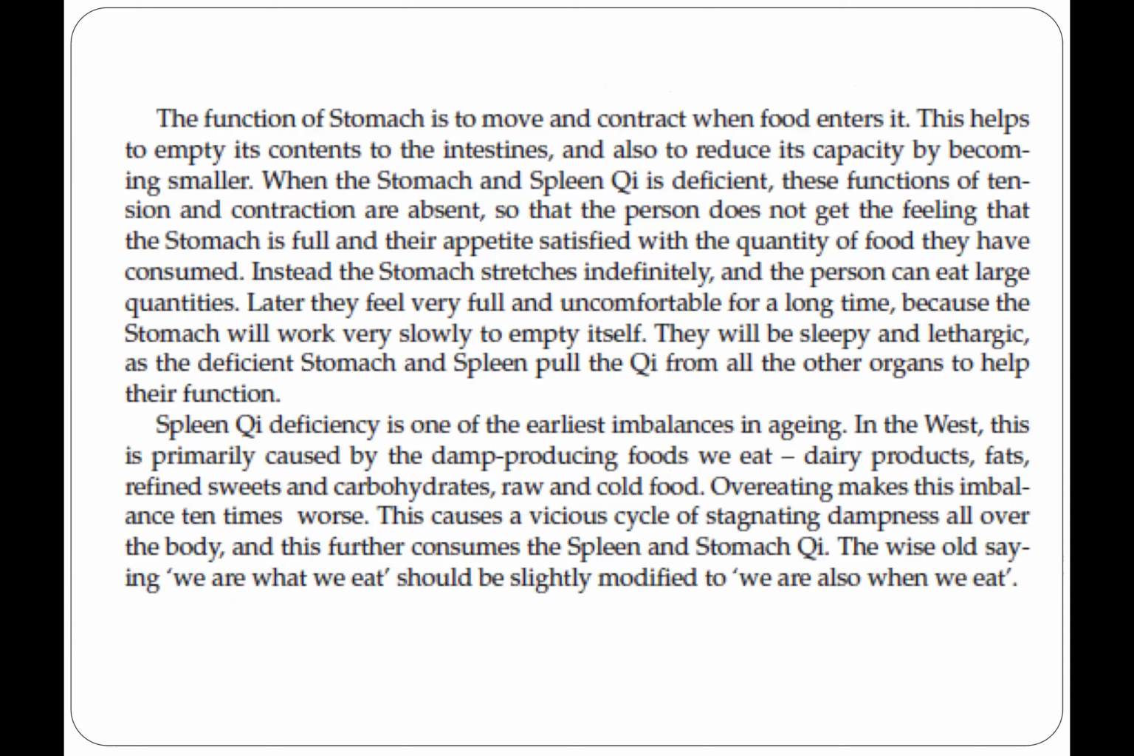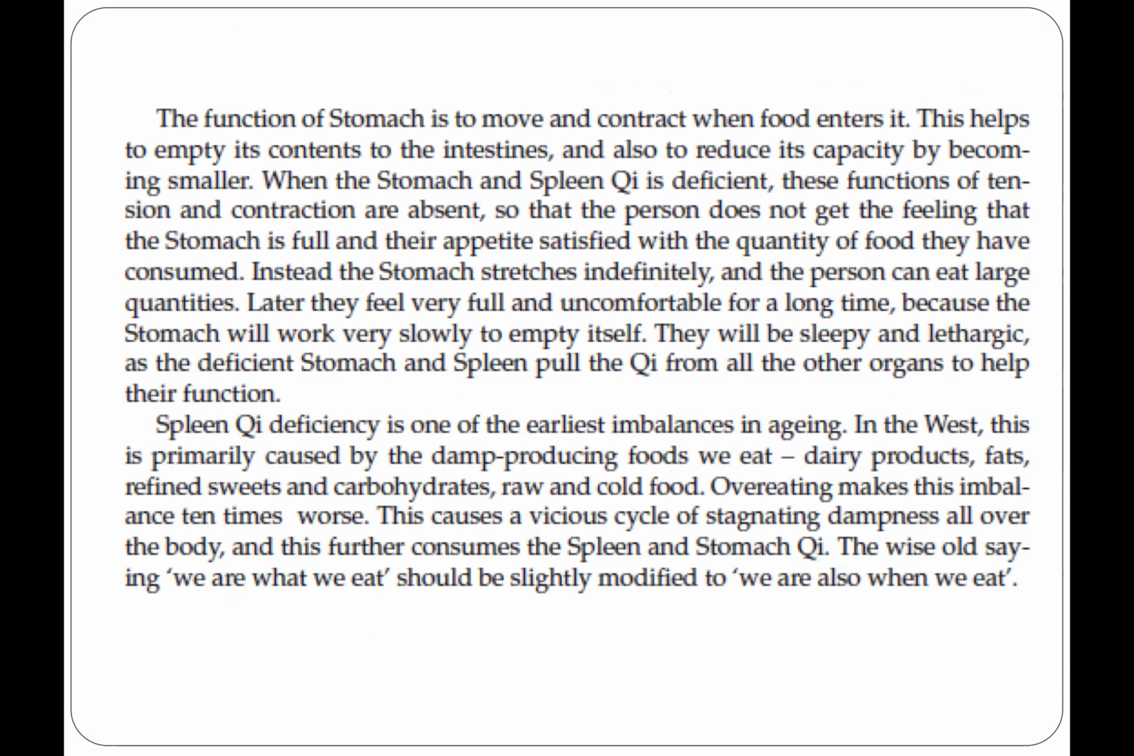The function of the stomach is to move and contract when food enters it. This helps to empty its contents to the intestines and also to reduce its capacity by becoming smaller. When the stomach and spleen chi is deficient, these functions of tension and contraction are absent, so that the person does not get the feeling that the stomach is full and their appetite satisfied with the quantity of food they have consumed. Instead, the stomach stretches indefinitely, and the person can eat large quantities.